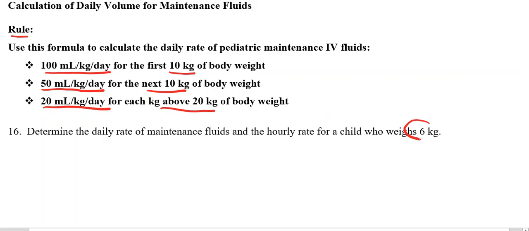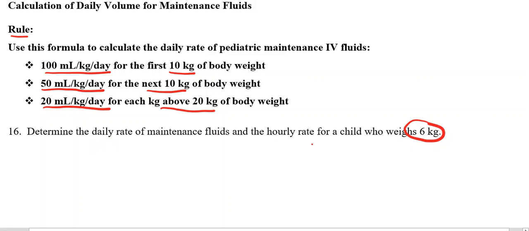16's a real easy one because this child weighs only 6 kilograms. So it's an infant, it's a baby. My daughter and son both weighed more than 6 kilograms. No, I'll take that back. My daughter weighed almost 6 kilograms. But anyway, they're still an infant.